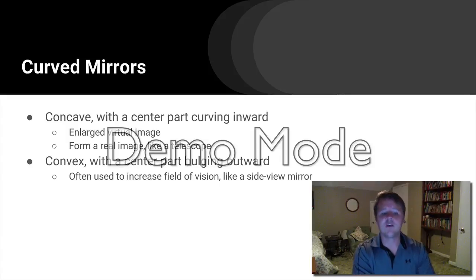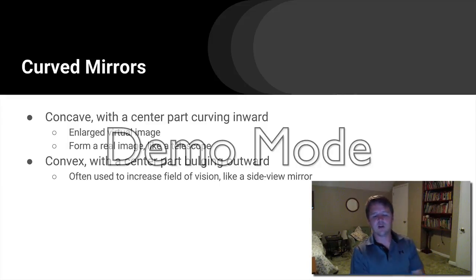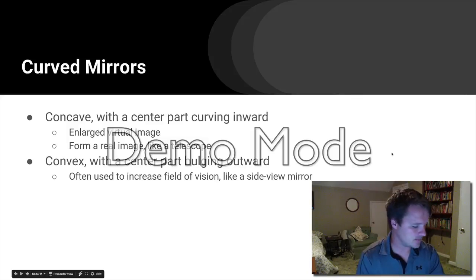Or you can have convex. That's where the mirror bulges out. This is often used to increase your field of vision, like a side view mirror, where it tells you objects in the mirror are closer than they appear. That's because it's a trick mirror to help improve your field of vision.